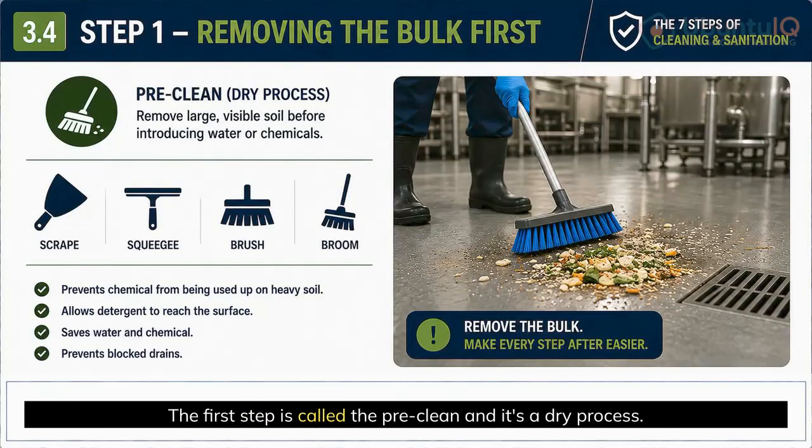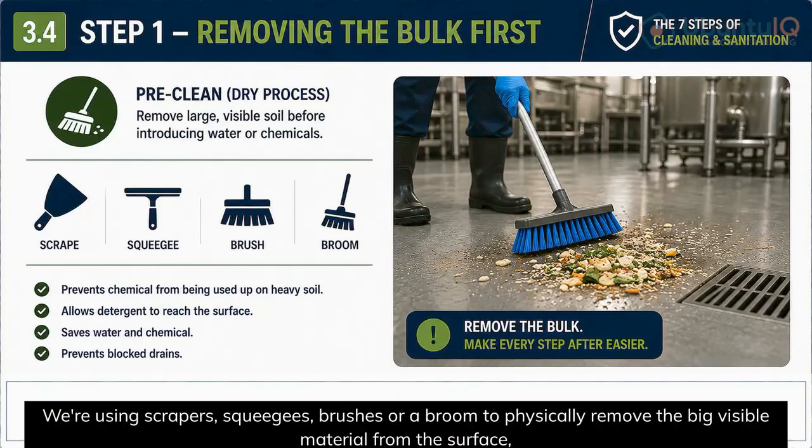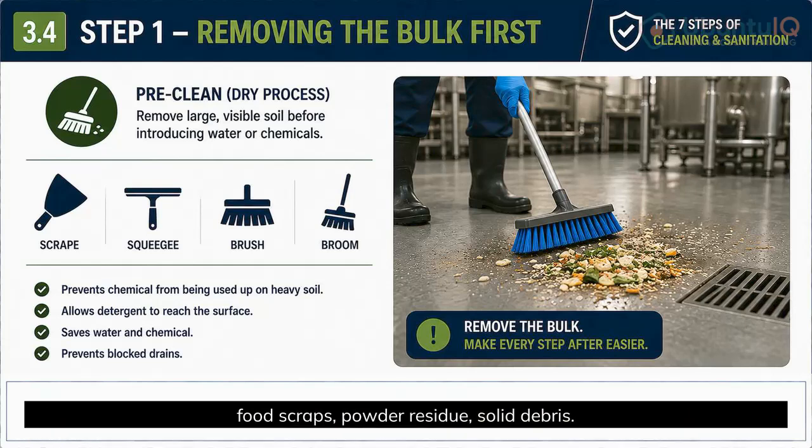The first step is called the pre-clean, and it's a dry process. No water, no chemicals yet. We're using scrapers, squeegees, brushes, or a broom to physically remove the big visible material from the surface: food scraps, powder residue, solid debris. On the floor, we sweep or vacuum before we ever introduce water.